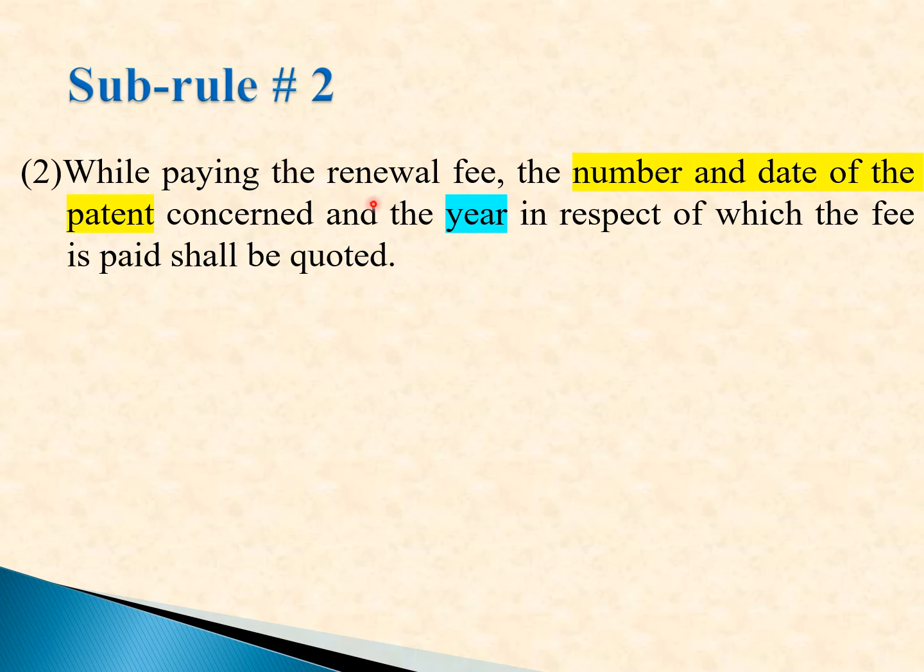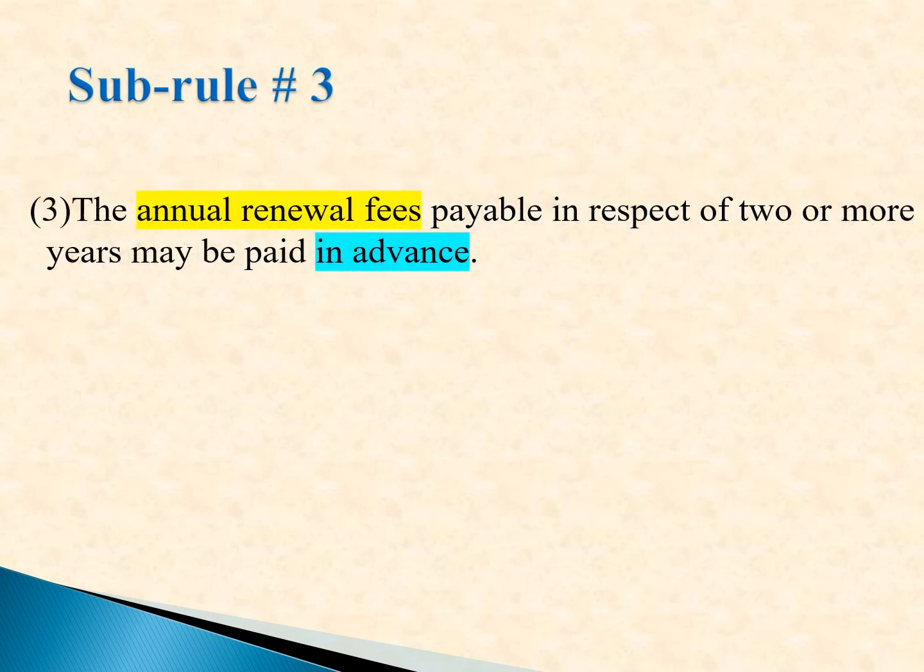These things, and the year. The year should also be mentioned in respect of which the fee is paid. Shall be quoted. That means the quotation will contain the patent number and the date of the patent along with the year. Fine. Let us continue to subrule 3.